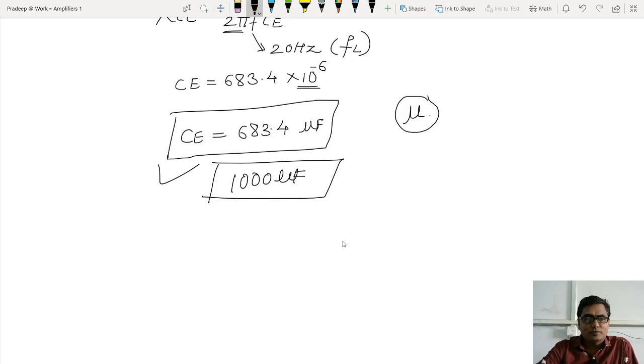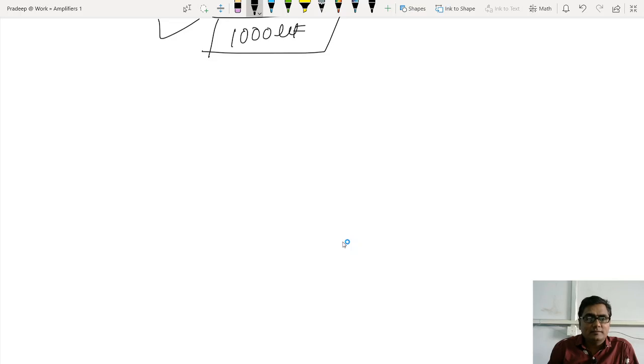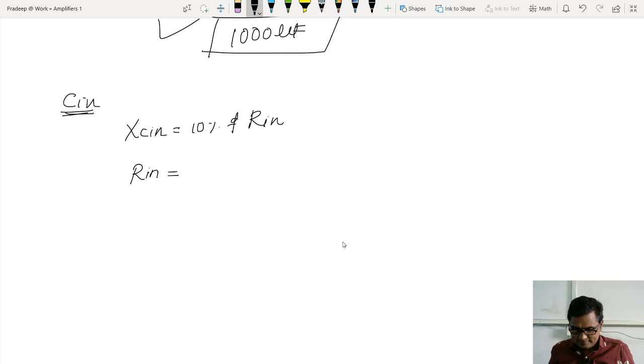The same methodology can be applied to calculate the value of C in, that is the input coupling capacitor. Now for C in, this is XC in of R in. So to calculate C in, calculate R in first. If you want the exact value, then go for R in equals RB in parallel with HIE. No problem. Both values are okay with us.